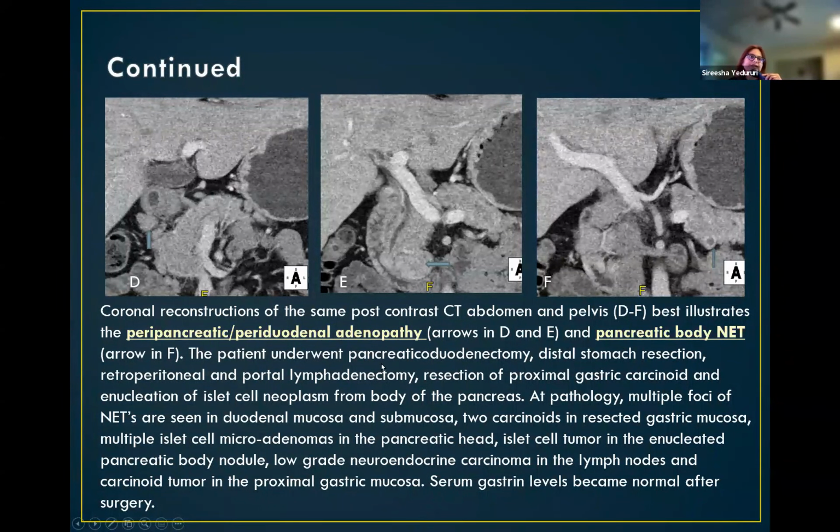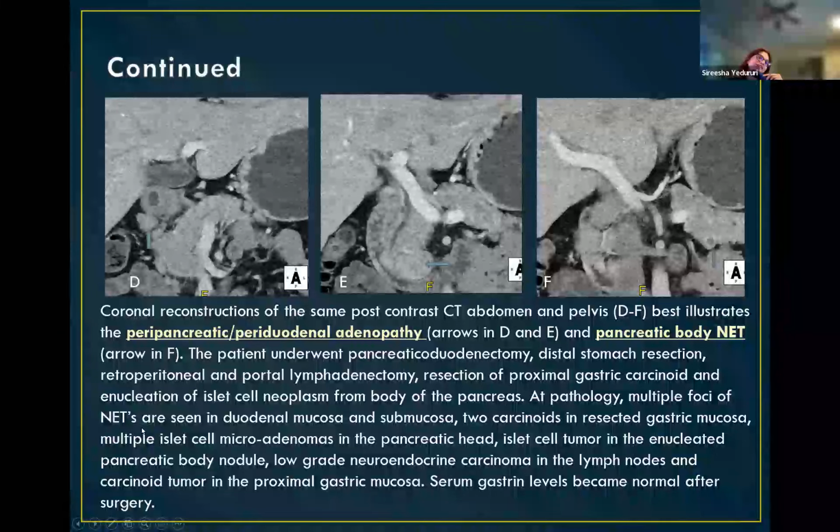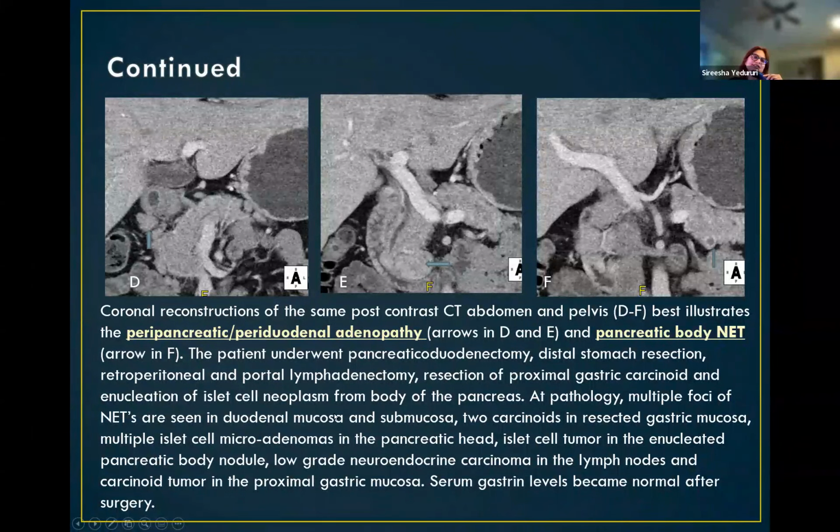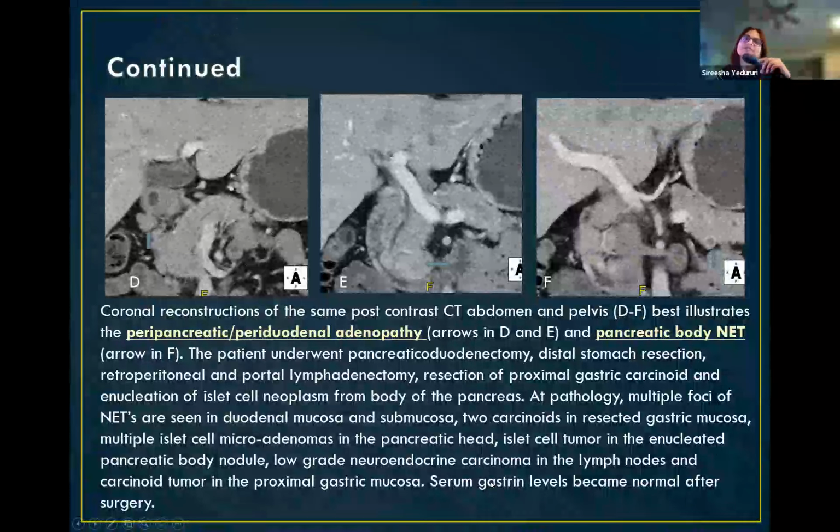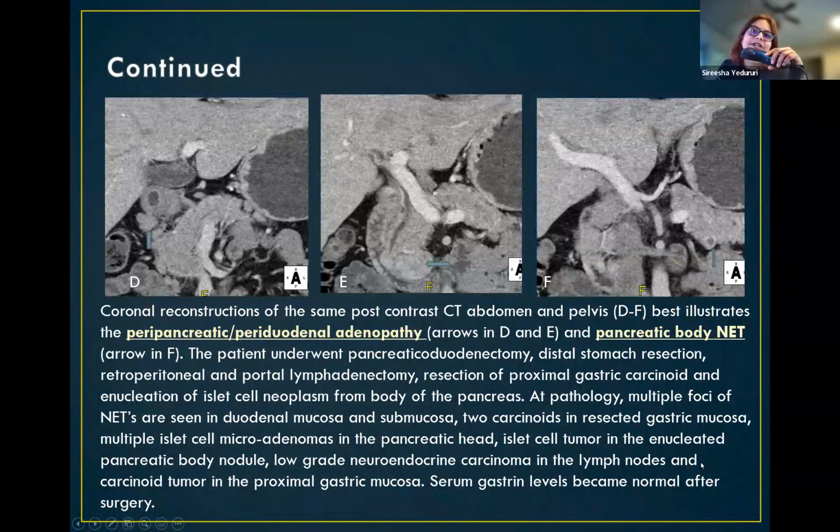This patient underwent pancreaticoduodenectomy, distal stomach resection, and retroperitoneal portal lymphadenectomy. At pathology, multiple neuroendocrine tumors are seen in the duodenal mucosa and submucosa, 2 carcinoids in the resected gastric mucosa, multiple islet cell microadenomas in the pancreatic head, an islet cell tumor in the enucleated pancreatic nodule, and low-grade neuroendocrine carcinoma in the lymph nodes. This patient had serum gastrin levels which became normal after surgery, unlike the other patient.